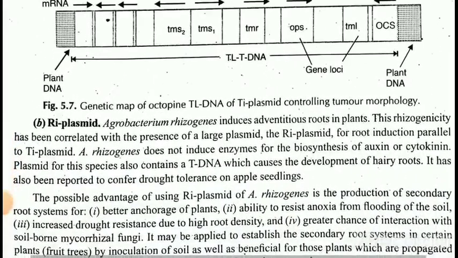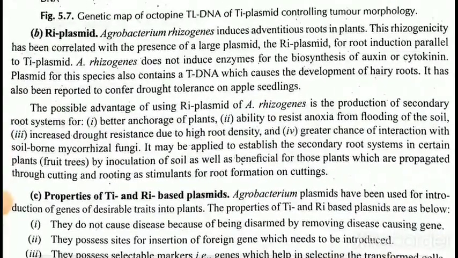Figure 5.7. Genetic map of octopine TL-DNA of Ti plasmid controlling tumor morphology. B. Ri plasmid. Agrobacterium rhizogenes induces adventitious roots in plants. This rhizogenicity has been correlated with the presence of a large plasmid, the Ri plasmid, for root induction, parallel to Ti plasmid. A. rhizogenes does not induce enzymes for the biosynthesis of auxin or cytokinin. The plasmid of this species also contains T-DNA which causes the development of hairy roots. It has also been reported to confer drought tolerance on apple seedlings.